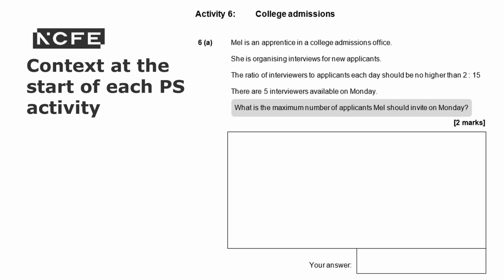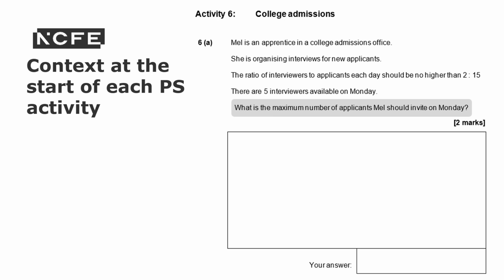We always put a context at the start of each problem solving activity to give you an understanding of the purpose of the maths, and all questions in the problem solving activity will then follow on from this theme. So in this example, we've got college admissions. Mel is an apprentice in a college admissions office. She's organising interviews for new applicants.